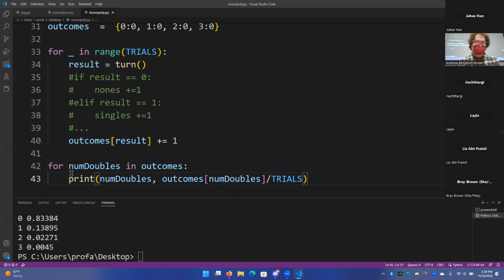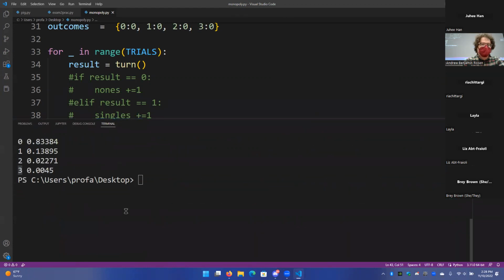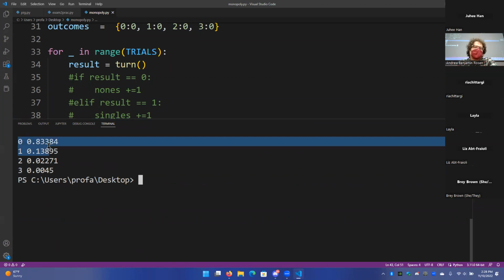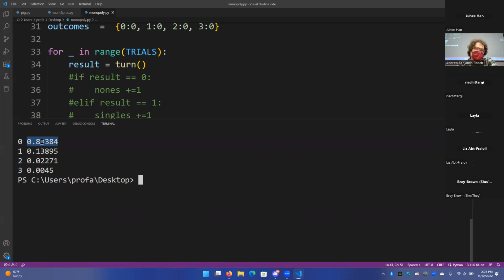So we simulate this and we see that, and again, doing 100,000 of these simulations isn't very hard for our computers, right? Here we have an 83% chance of not rolling a pair, which makes sense. That's about 1/6. Then a 13% chance of rolling a pair, and a 2% chance of rolling 2 pairs in a row, and then 0.5% chance of just going directly to jail.